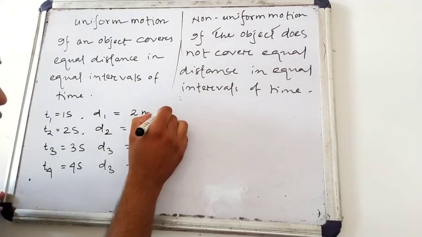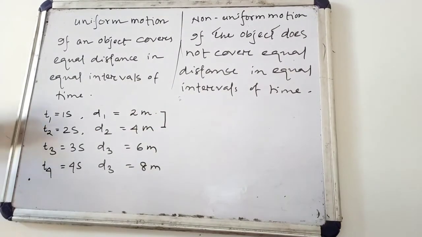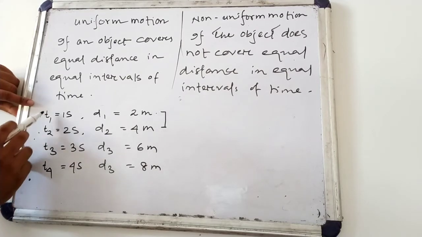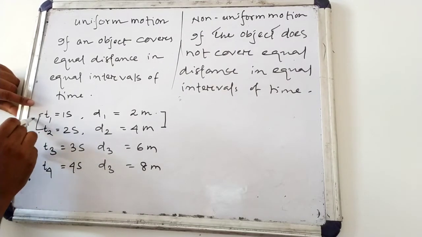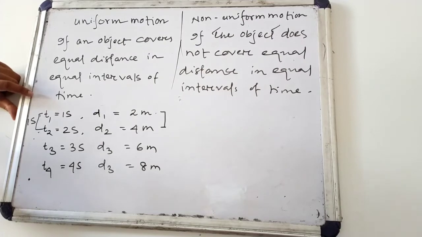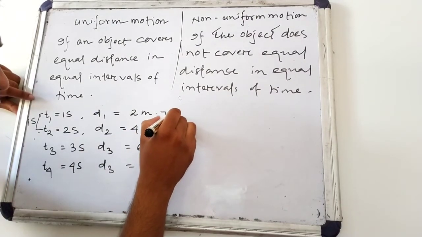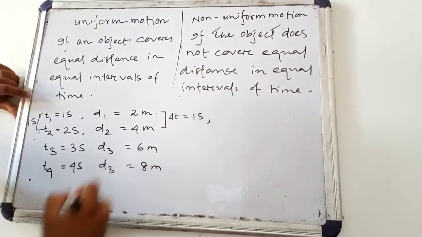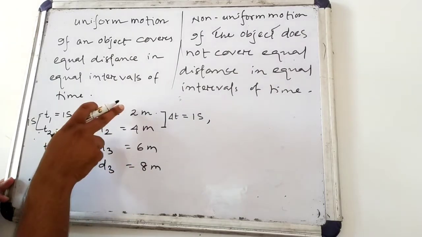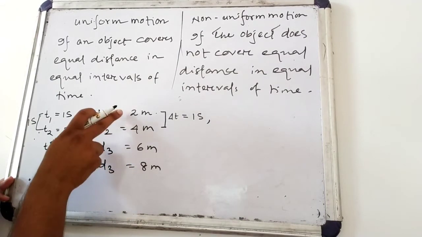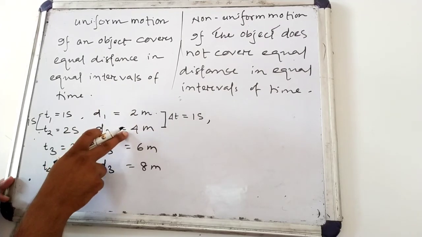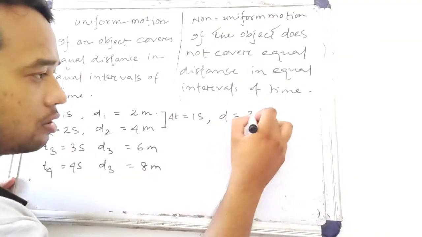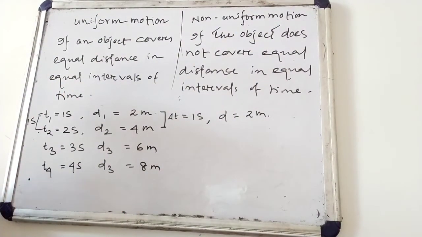In this portion, what is the time interval? 1 second to 2 second. Time interval will be 1 second, that means delta t equals 2 minus 1, this is 1 second. And how much distance is covered? 2 meter to 4 meter. Initially the object was at 2 meter, now it arrived at 4 meter. So distance covered is 4 minus 2, this is 2 meter.